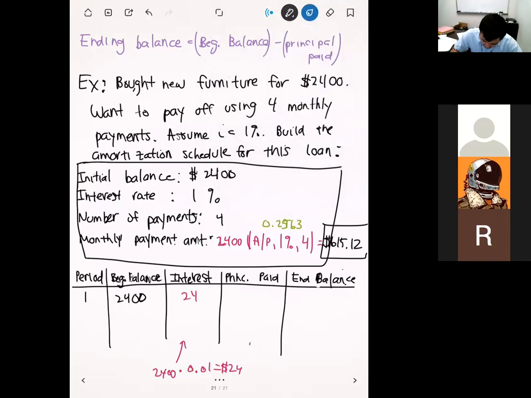The principal paid is going to be our $615, because that's how much we're paying each month, minus 24, because that's how much we're paying in interest. If we do 615 minus 24, then our principal paid for that month is going to be $591.12.